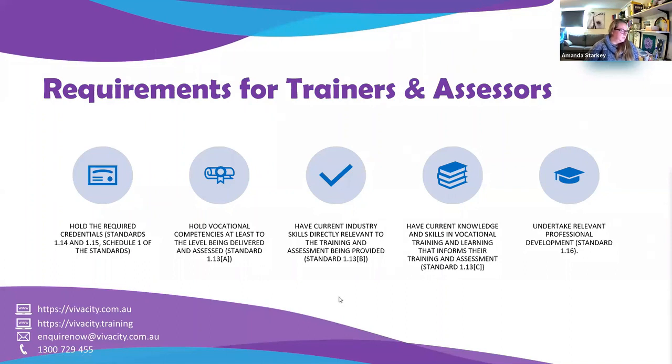The next requirement, so from 1.13A, is that they hold vocational competencies at least to the level being delivered and assessed. Going to that a bit further, that can be either through holding the same units or demonstrating equivalency of the units that they're delivering. 1.13B basically says that your trainers and assessors have current industry skills directly relevant to the training and assessment being provided. 1.13C in brief requires that they have current knowledge and skills in vocational training and learning that informs their training and assessment. And 1.16 requires that they undertake relevant professional development.